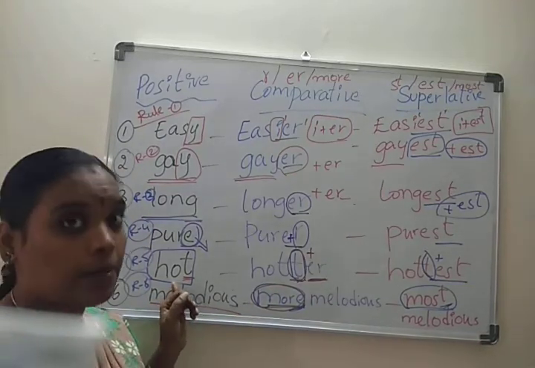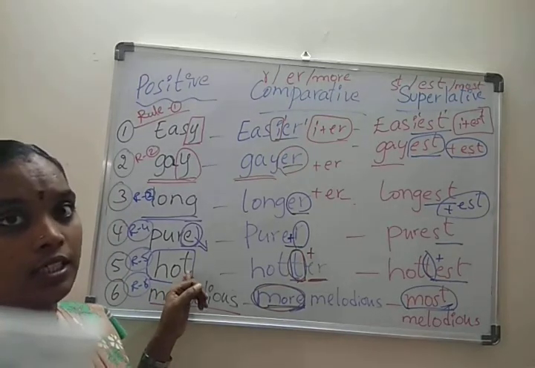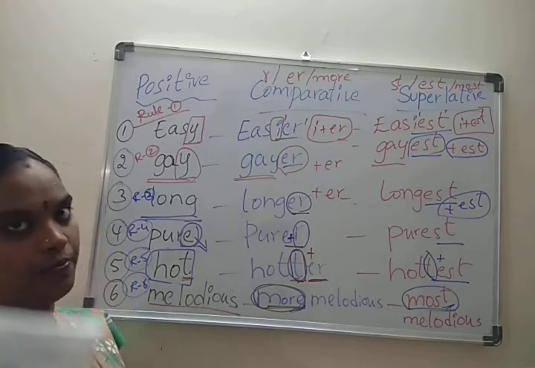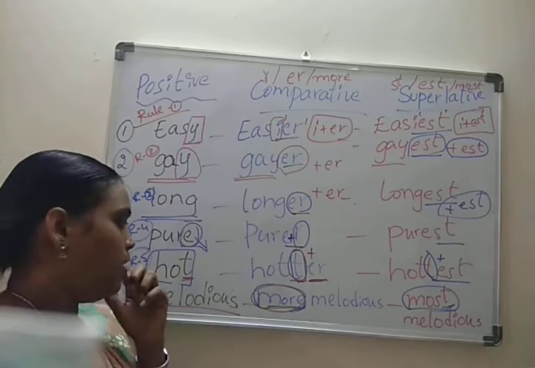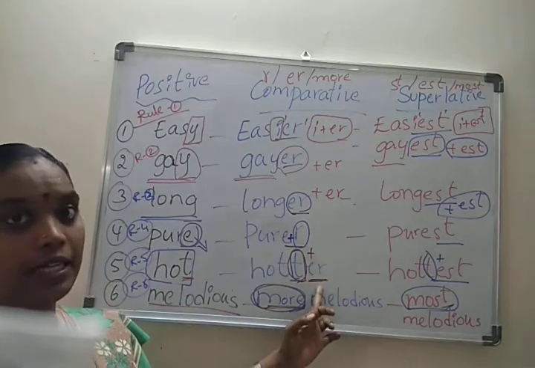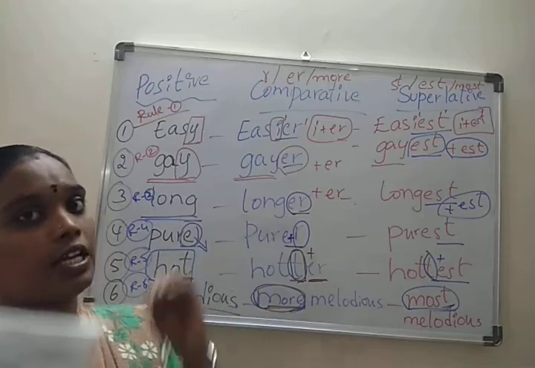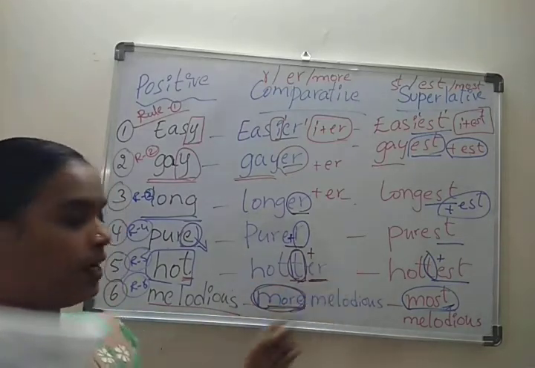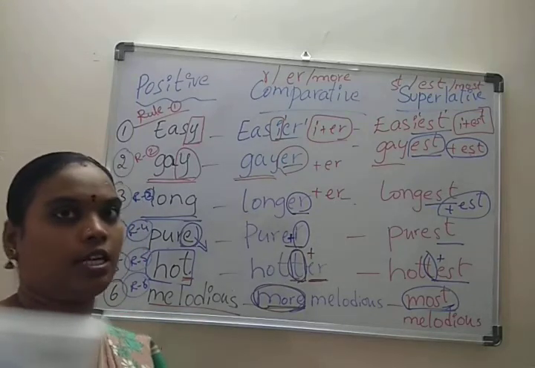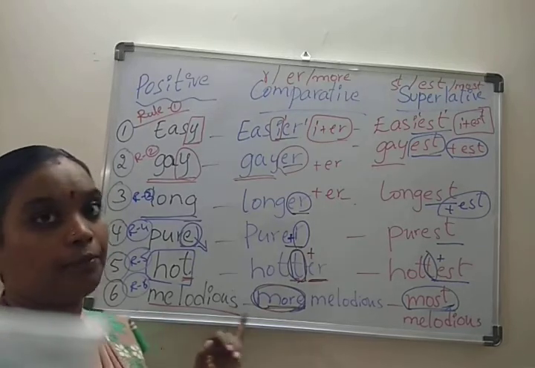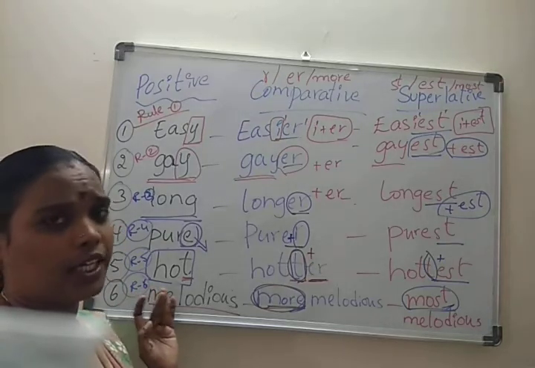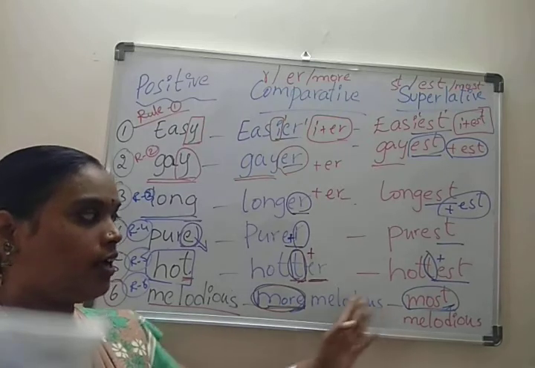Hot. This is a single-syllable word ending with a consonant. Here we can take big also. Bigger, biggest. Thin, thinner, thinnest. More examples. So what happened to that? We double the letter and add -er in the comparative. We double the letter and add -est in the superlative. Now we are taking words with more syllables, meaning more than 2 or 3 syllables. So melodious, beautiful, intelligent, handsome, we can take anything. That is more melodious and most melodious.